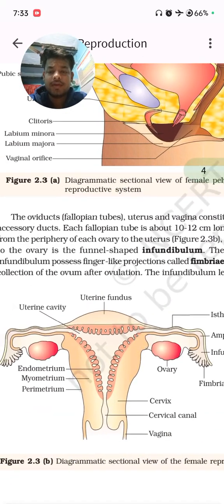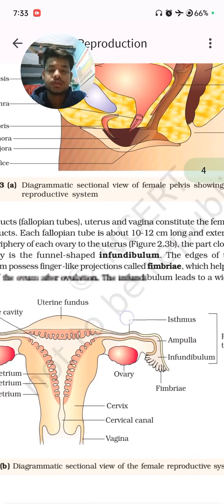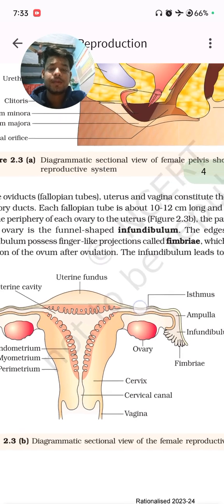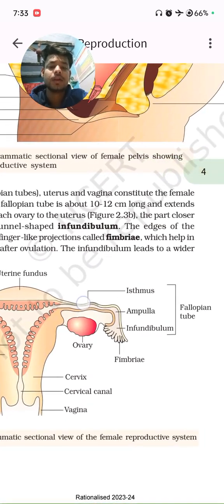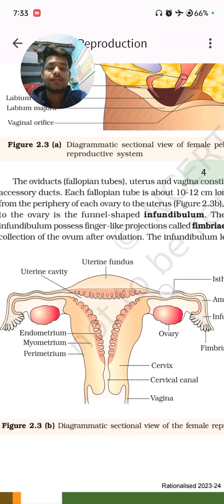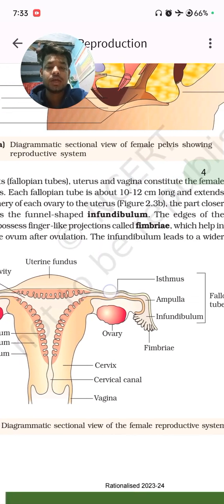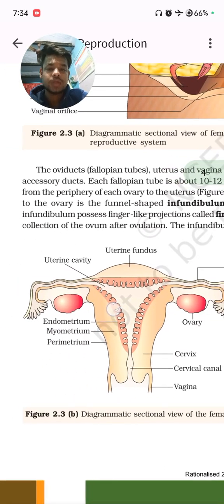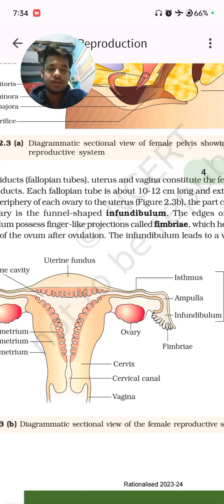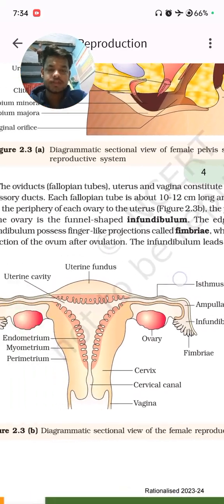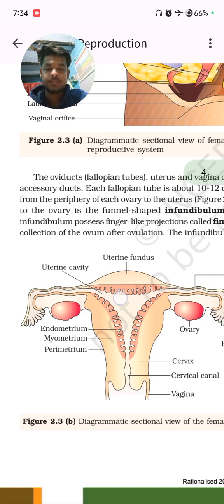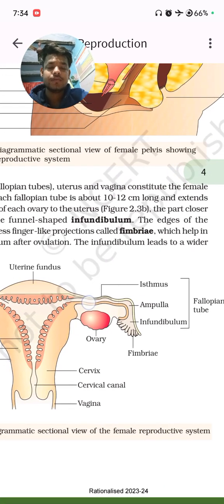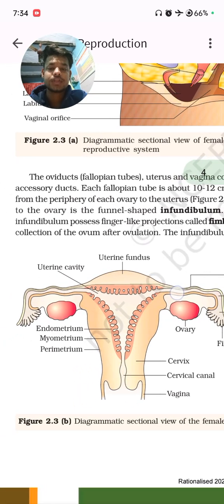Further on reading, the oviduct, fallopian tube, uterus, and vagina constitute the female accessory ducts. Each fallopian tube is about 10 to 12 centimeters long and extends from the periphery of each ovary to the uterus, Figure 2.3b. The part closer to the ovary is the funnel-shaped infundibulum. The edges of the infundibulum possess finger-like projections called fimbriae, which help in collection of the ovum after ovulation.